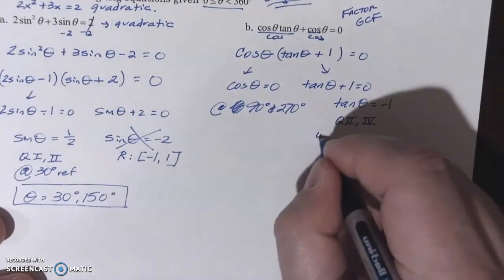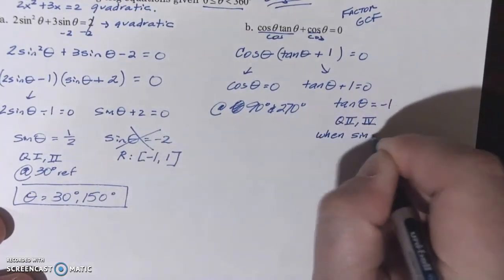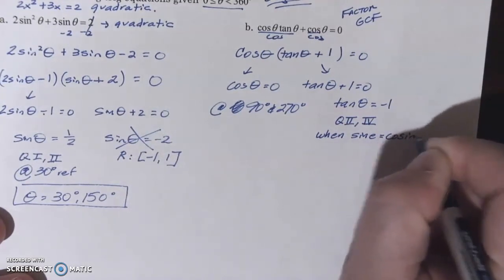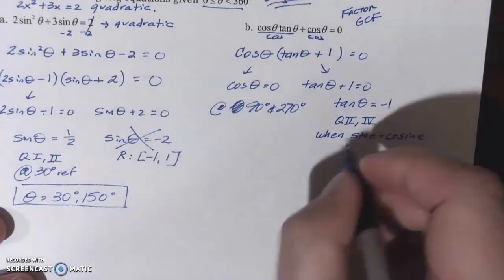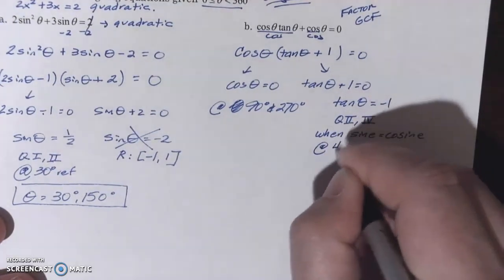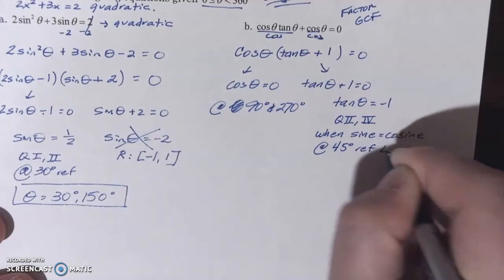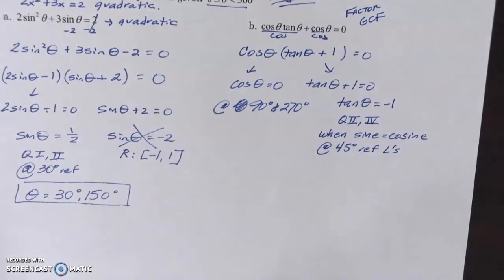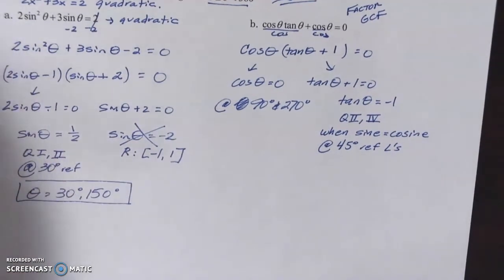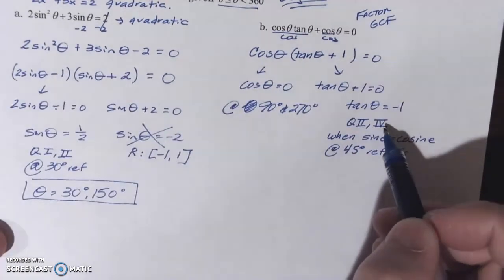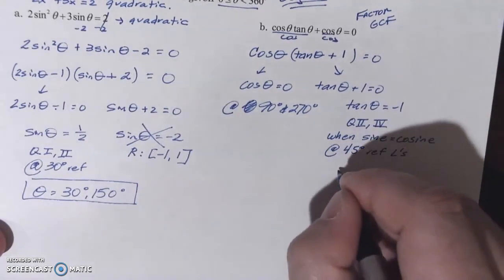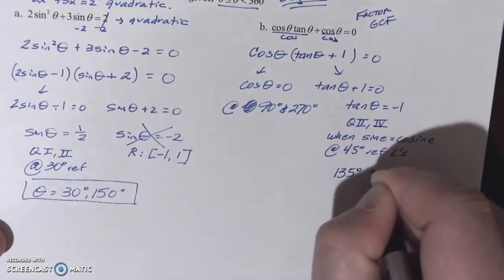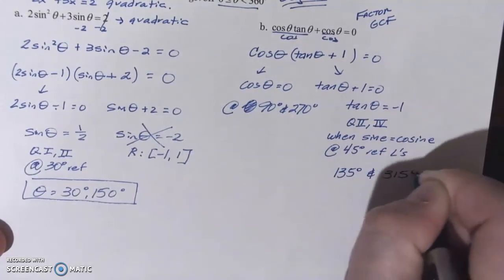Tangent is going to be -1 when sine equals cosine, or I guess the opposite, since we're thinking negative. When does that happen? That happens at 45-degree reference angles, where both sine and cosine are √2/2. Divide something by itself, you'll get some version of 1. We know tangent's negative in the second and fourth quadrants. Our 45-degree reference angle in these two quadrants would be 135 degrees and 315 degrees.